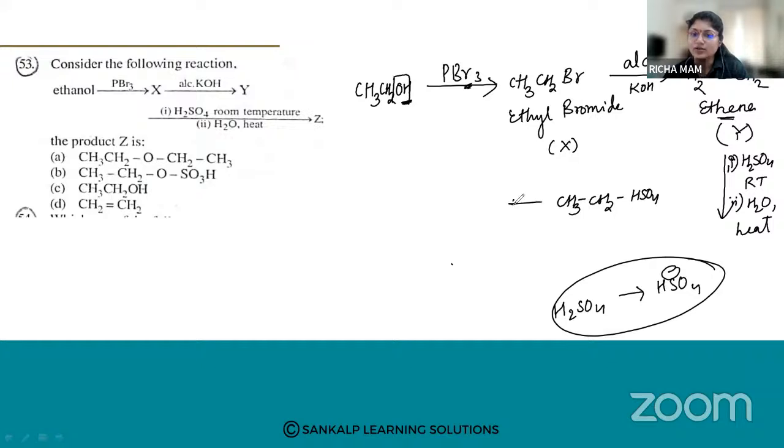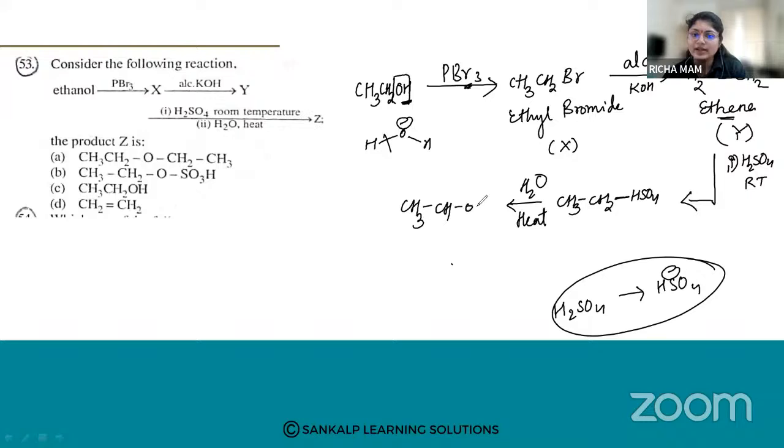Now I have to treat it with water, so let me do it here separately. I have treated it with HSO4. Now I'll treat it with water, do hydrolysis and heat it. So what will happen after heating? Your HSO4 is converted by H2O, which has H plus and OH minus. So this OH minus will attack here, and you will get ethanol as the product. So yes, option C is the correct answer. Most of you have answered option C itself. Yes, very good. Let us go for the next one.